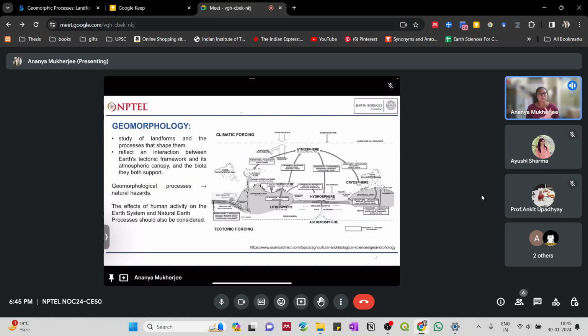So now we come to the main portion of the course, a brief understanding of what geomorphology is, the study of these geomorphic processes. As I said before, even in this diagram, you can see all the different spheres, atmosphere, biosphere.